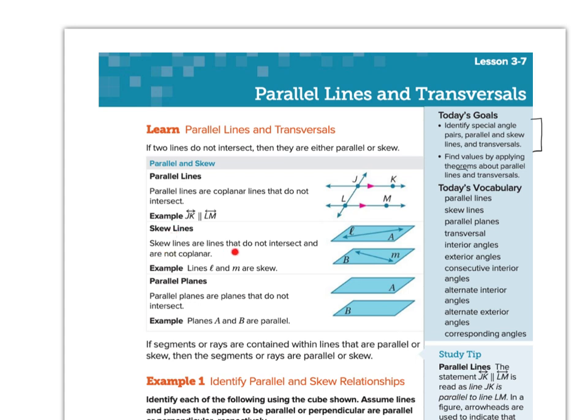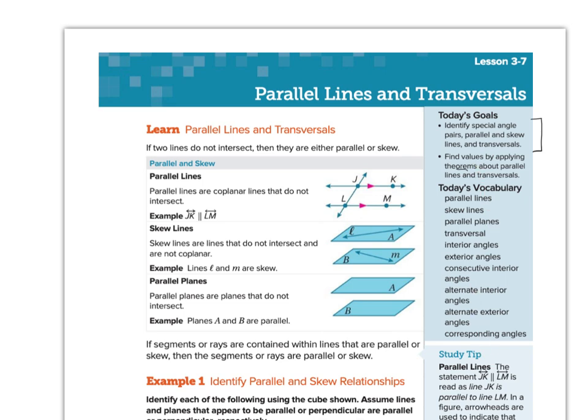Skew lines are lines that do not intersect and are not coplanar. So here we have two planes, plane A and plane B. We have line L and line M. They do not intersect because they're on two different planes, and they are not coplanar. So lines L and M are skew. Parallel lines are two lines that do not intersect. Parallel planes are two planes that do not intersect. So if we have plane A and plane B and they are parallel, we know that they will not intersect.